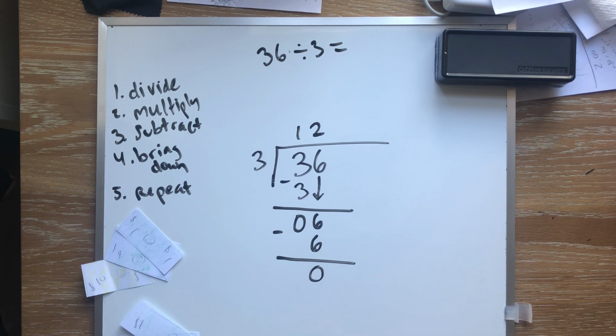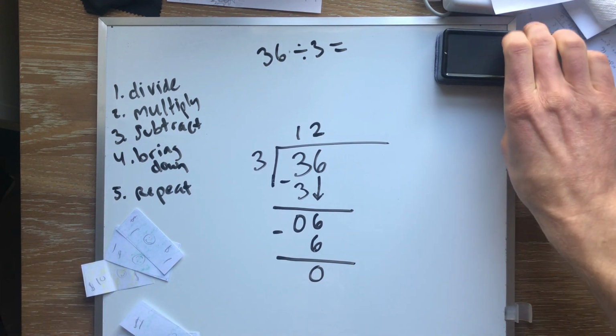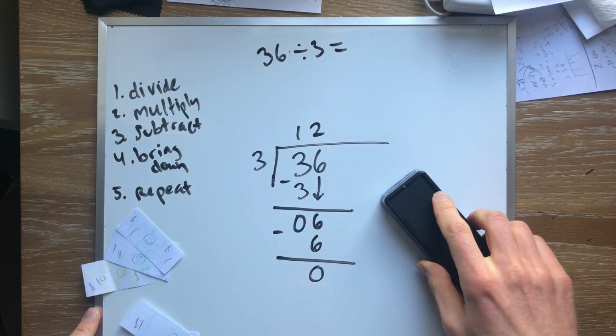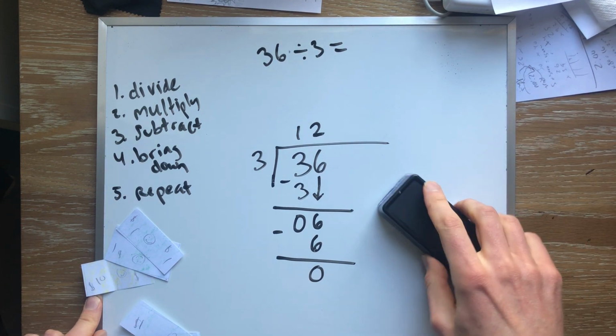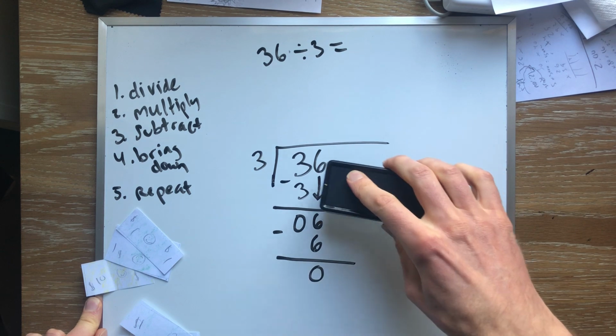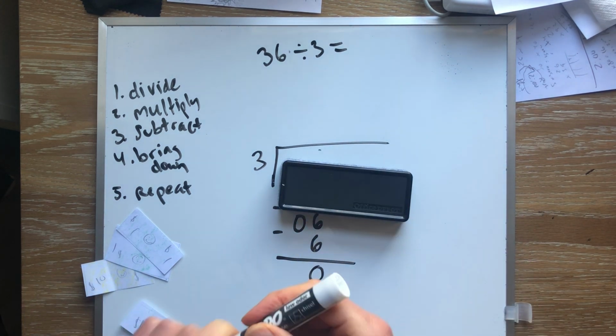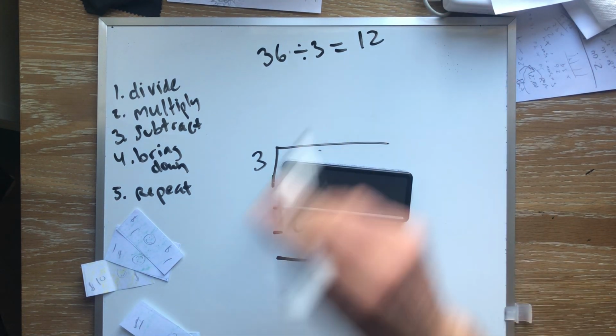And you guys, if this doesn't make sense the first time or second time even, don't worry about it. We'll be doing this for a little while. Let's look at another problem. Let's look at 3 divided by 24. Oh, so let's write the answer up here. We found it. 12.